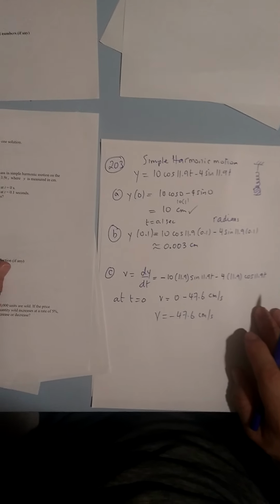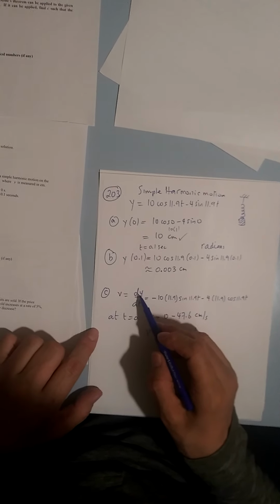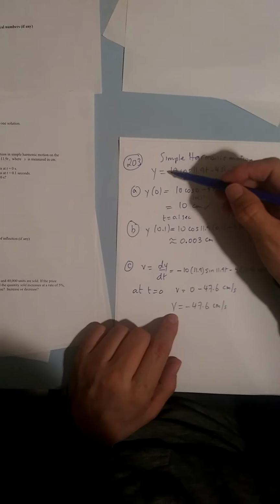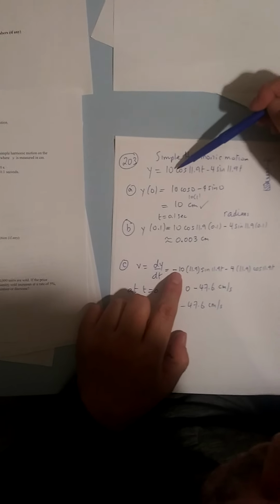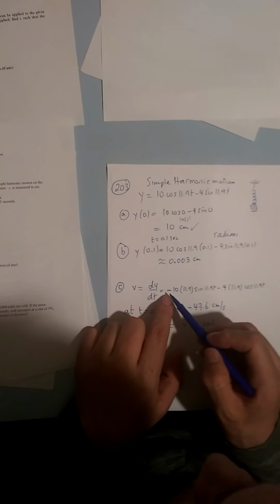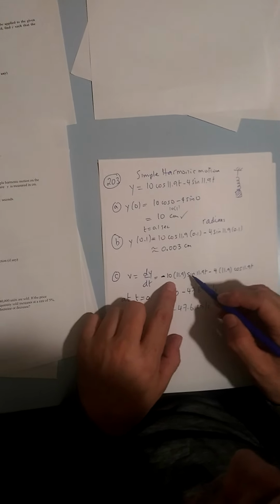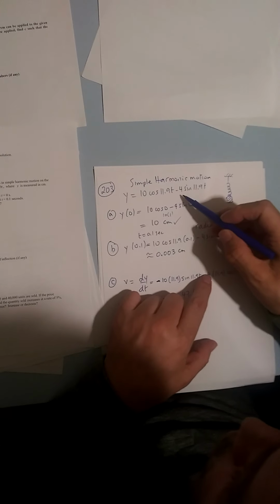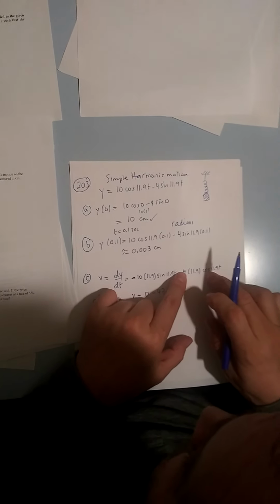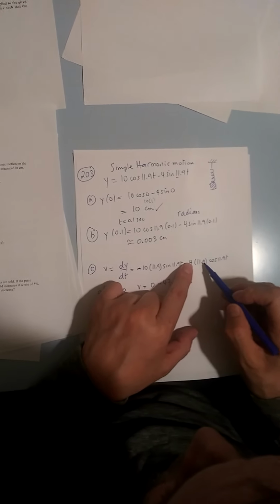Then they want to know what is the velocity of the mass at t equals 0. Velocity is the rate of change of y, the derivative of y with respect to time. So now we need to take the derivative of this. It'll be 10 times the derivative of cosine, which is minus sine, so that gives minus sine times 11.9. So minus 10 times 11.9 sine 11.9 t, minus 4, and then the derivative of sine is cosine 11.9 t times the derivative of the inside, which is 11.9. That's why I put the 11.9 in front.